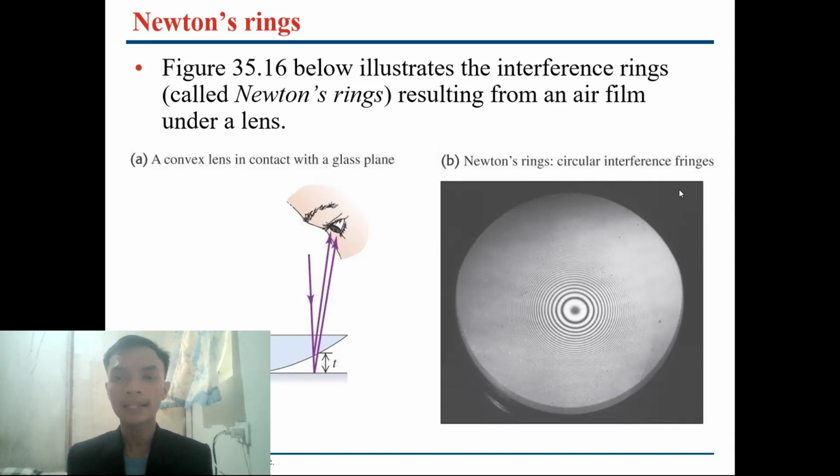So when a convex lens rests on a flat glass plate, an air film forms. Light reflecting from both surfaces produces concentric rings called the Newton's rings. The spacing reveals lens curvature and film thickness. These rings are used to test optical surfaces for precision.